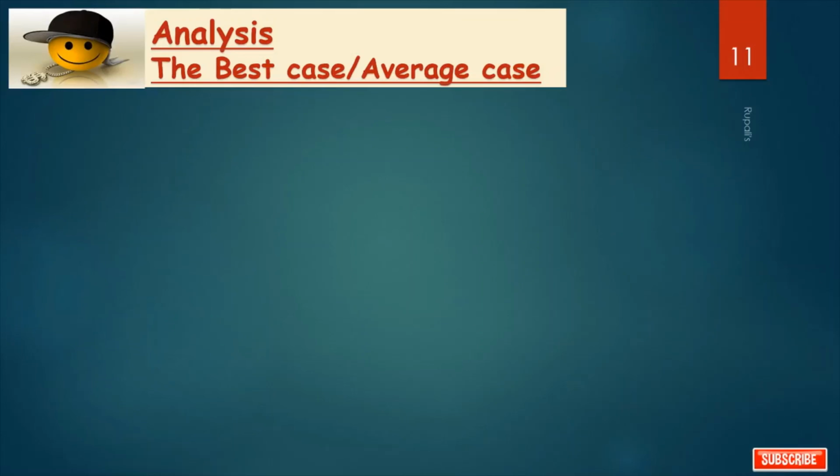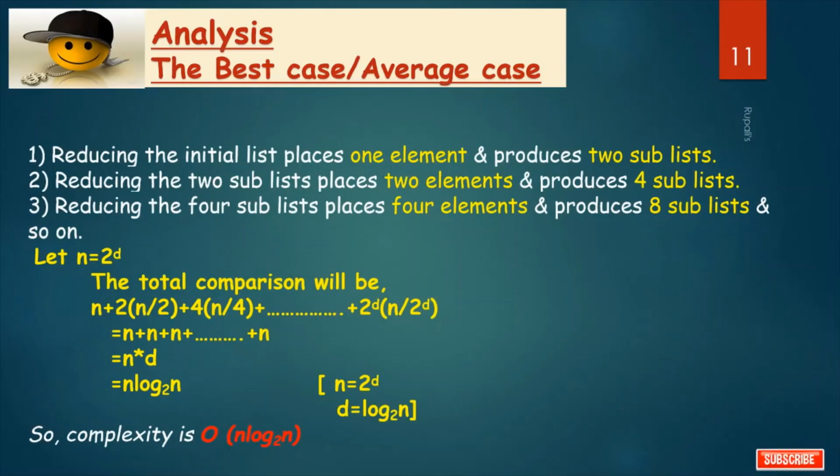And best case and average case. Reducing the initial list places one element and produces two sublists. Reducing the two sublists places two elements and produces four sublists. Reducing the four sublists places four elements and produces 8 sublists. So, the total number of comparisons will be n plus 2 into n by 2 plus 4 into n by 4, and in this way, 2 to the power d into n by 2 to the power d, where d is the depth of the tree. So, it is n into d. What is the value of d? It is log n base 2. So, it is order of n log n base 2.